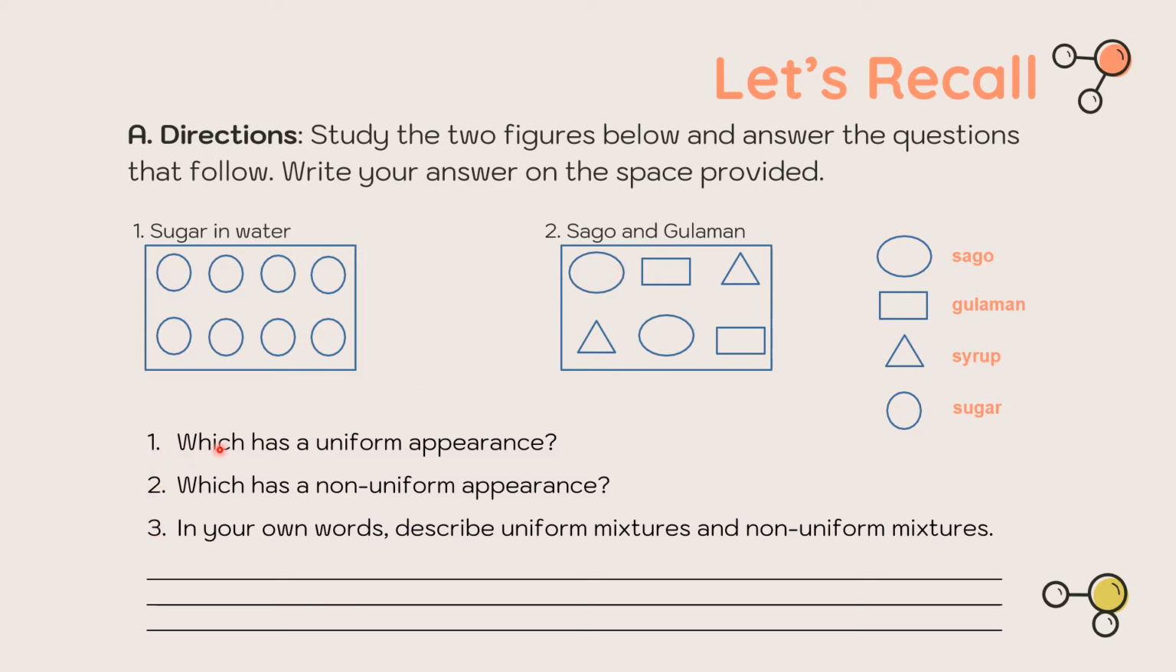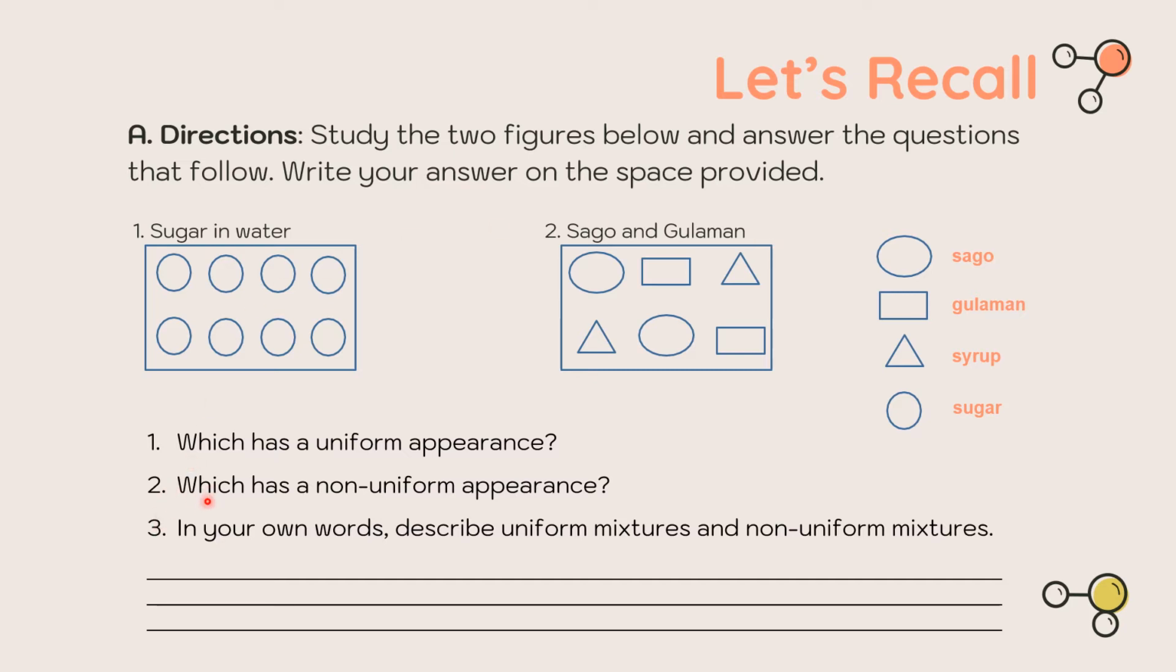Question number 1: Which has a uniform appearance? When we say uniform appearance, it is a homogeneous mixture wherein all of the substances appear as one, and we can no longer distinguish the two substances dissolved in that solution. So which do you think is the figure that has a uniform appearance? Is it the sugar in water or the figure that represents the sago and gulaman?